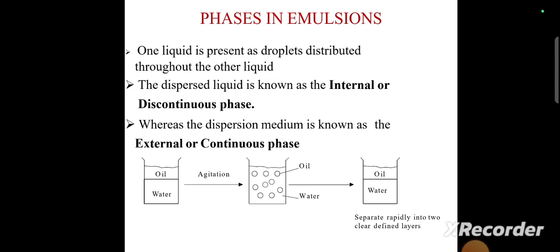Phases: there are two phases in the emulsions. One is the discontinuous phase and the second is the continuous phase. One liquid is present as droplets distributed throughout the other liquid. ठीक है, dispersed liquid को हम क्या कहेंगे? Discontinuous phase या internal phase, whereas the dispersed medium is known as the external or continuous phase. ठीक है.